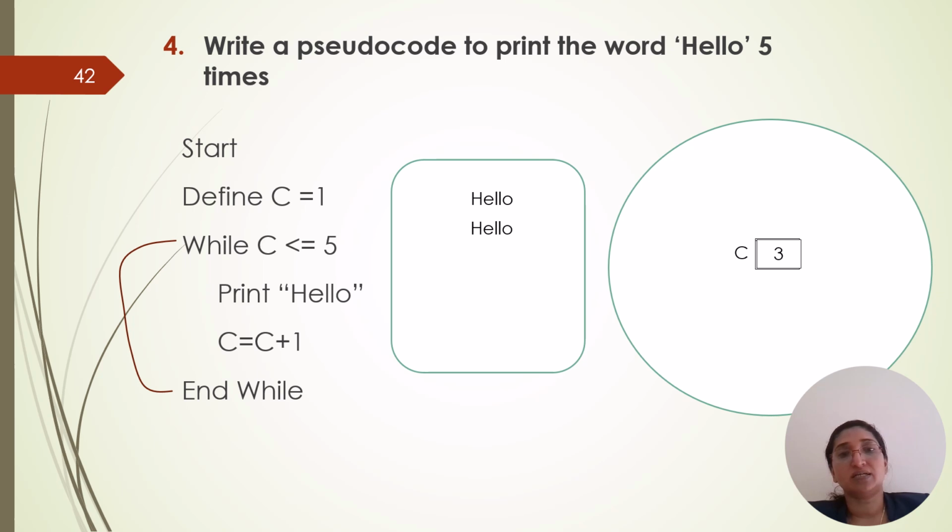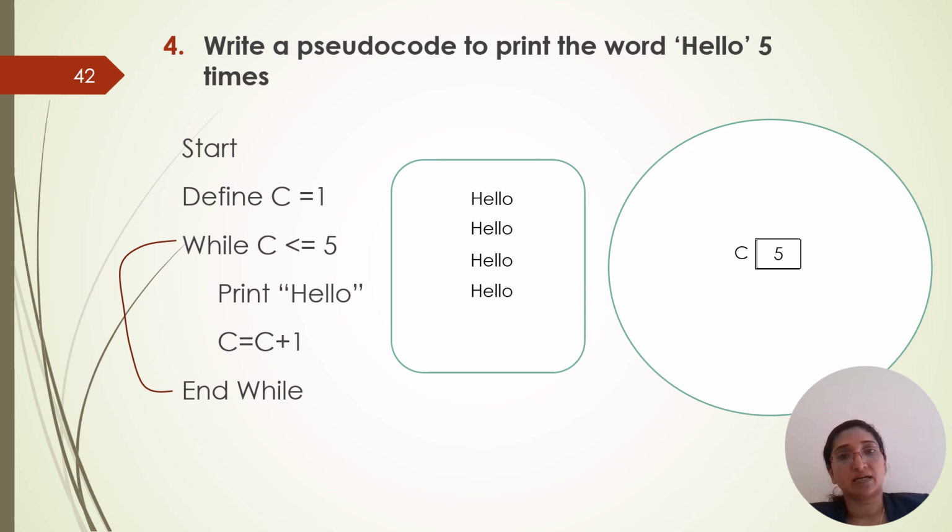Increase C by 1. C is now 3. And while you go up and check. Print hello again. Then increase C by 1. 3 plus 1. C is going to be 4. And after end while, goes up and checks the condition. Whether C is less than 5. Yes. Then display hello. Increase C by 1. 4 plus 1, C is 5.